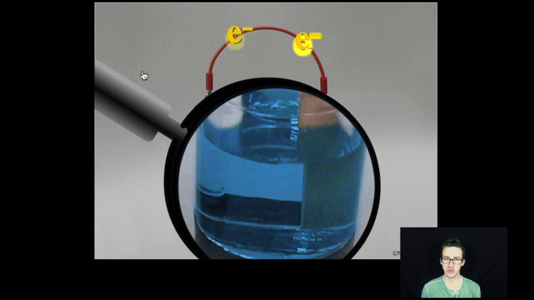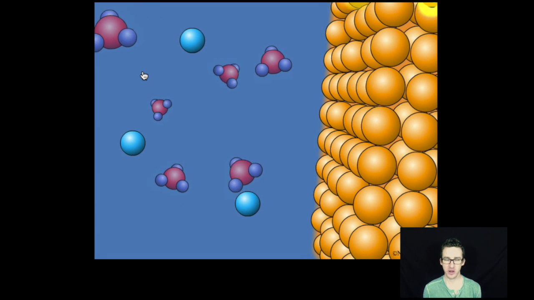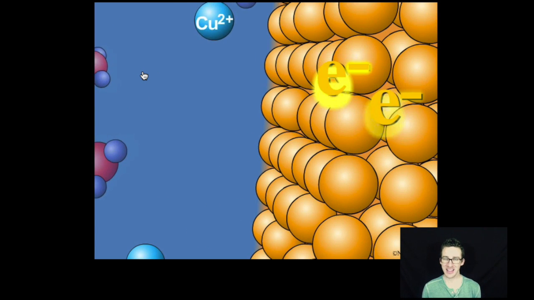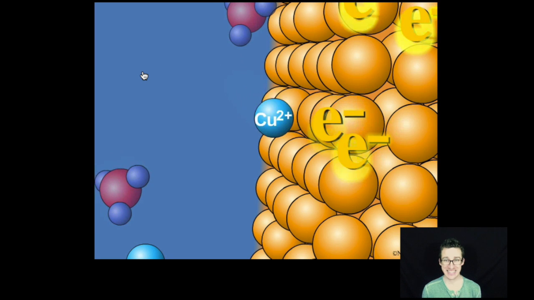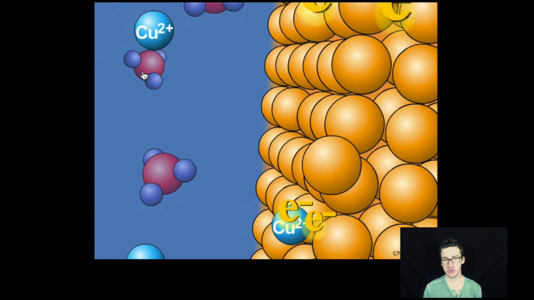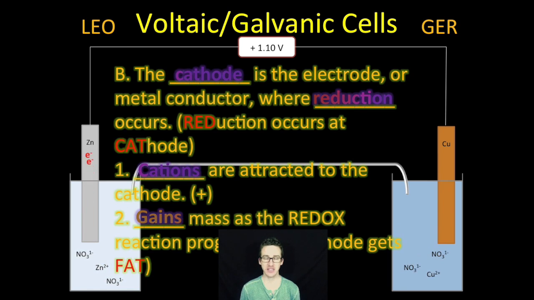If we take a closer look at the reduction half reaction, or our cathode, in this case copper, notice our copper is submerged in a solution of copper nitrate, and as those copper ions in solution gain the electrons that were lost by zinc, they plate onto the copper cathode, causing it to get fatter. Fat cat! Couple of things to keep in mind about what happens at the cathode. One, cations are attracted to the cathode, positive ions. Two, it will gain mass as the redox reaction progresses. Cathode gets fat. Cat fat.